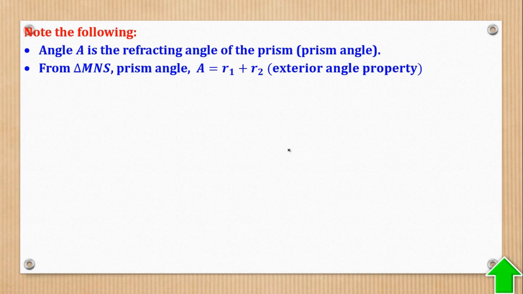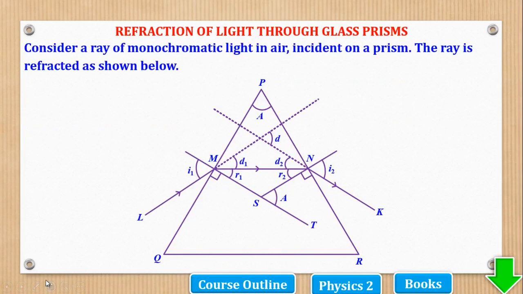Let's look at that property. The exterior angle property states that the sum of two interior angles is equal to the one opposite exterior angle. So this will be equal to these two. That is why you see A is equal to R1 plus R2. What you are writing is very vital because it will help us in the calculations, because sometimes they can give you this refracting angle and this R1 and you have to get R2.